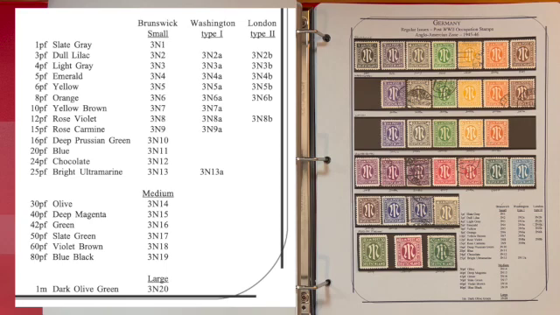The second issues were printed in London. Scott lists these as the lowercase b versions of the stamps, 3N2B through 3N8B. These were intended for use across both the US and British administrative zones.